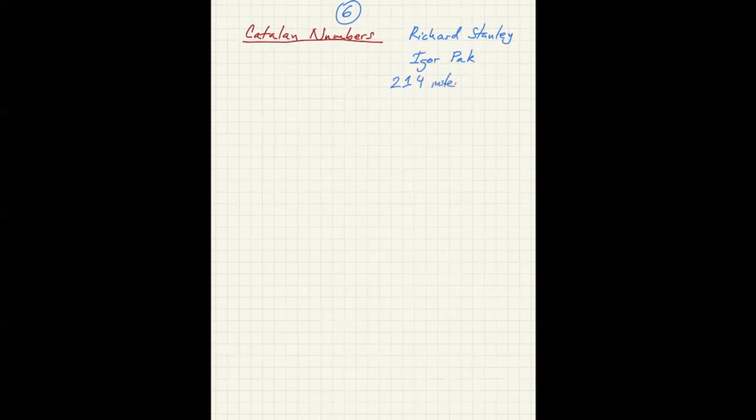And in the book by Richard Stanley, I think there are 214 interpretations of these numbers. So don't be scared. We're not going to go through all of them. I don't know all of them. I know some. So let's start with the definition. So let's say we have an n-gon. So in my case, let's just do the pentagon.